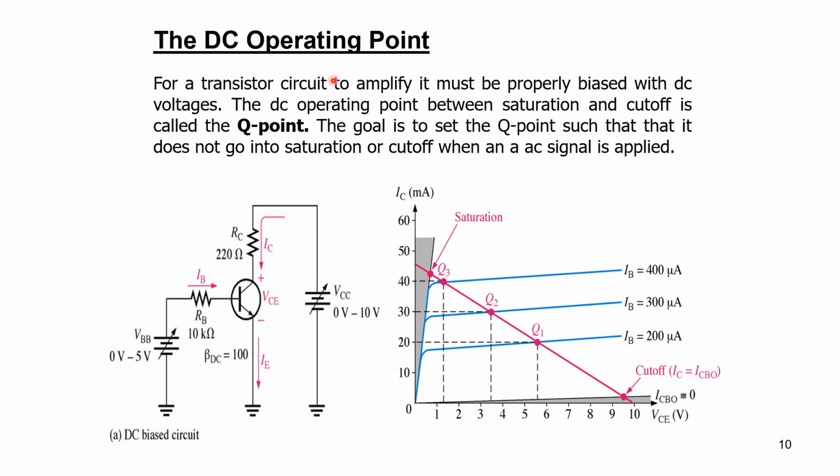This is the DC operating point for the common emitter configuration. Output is VCE, input is IC. This is the load line. See here, this point 1. So Q1, Q2, Q3 are all in the active region. Q3 is nearer to the saturation, Q1 is nearer to the cutoff, and Q2 is in the middle of the active region. If you fix the operating point at Q2, we will get the distortionless, faithful output.